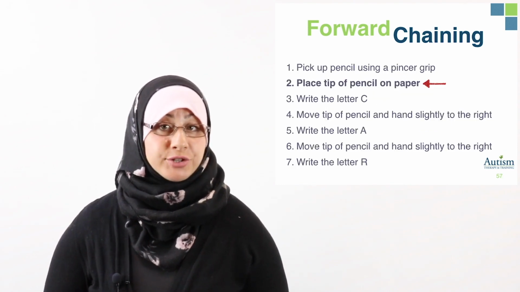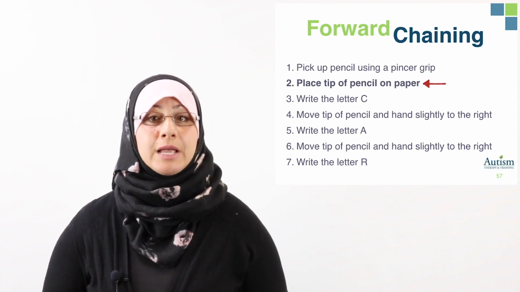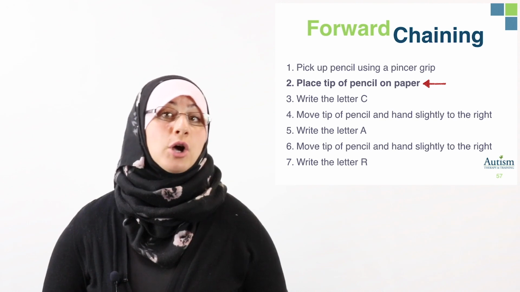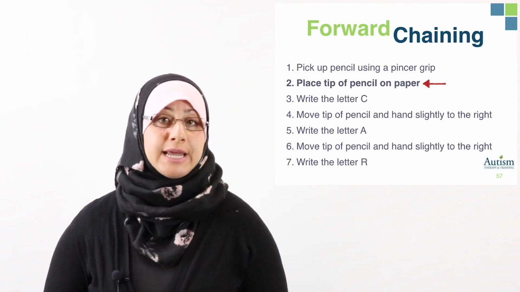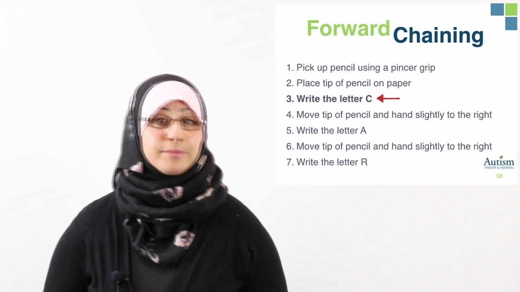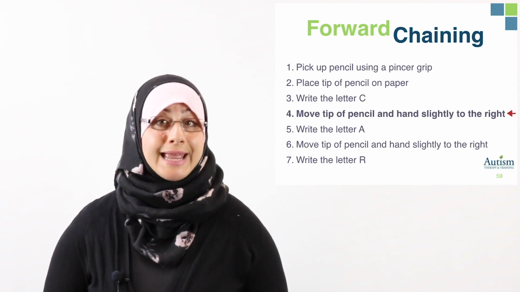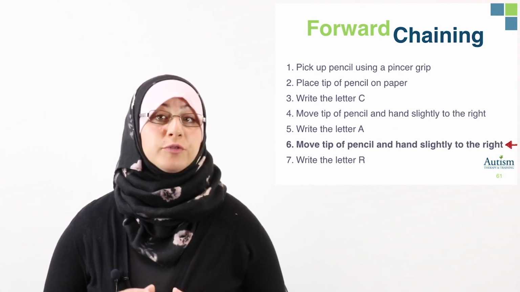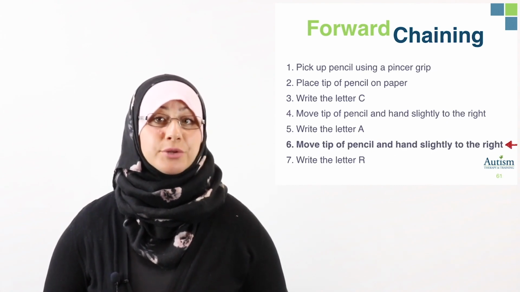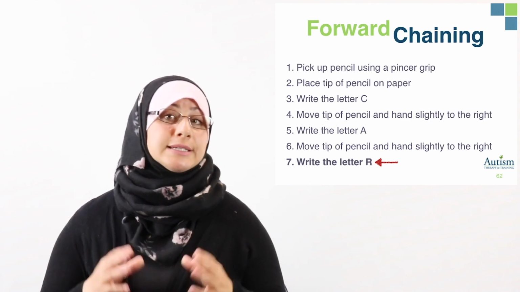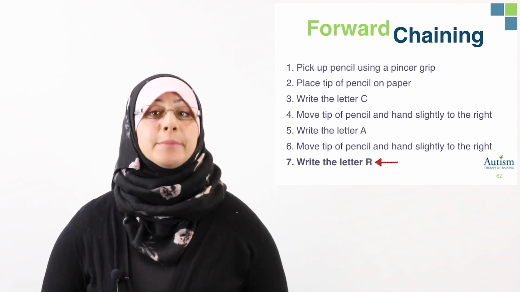Step 1 is mastered. Start step 2. Allow the learner to complete step 1 and step 2. Then prompt all the other steps from there. Mark the data. Place tip of pencil on paper. Write the letter C. Move tip of pencil and hand slightly to the right. Write the letter A. Move tip of pencil and hand slightly to the right. Write the letter R. To demonstrate this more effectively, let me show you a video clip.